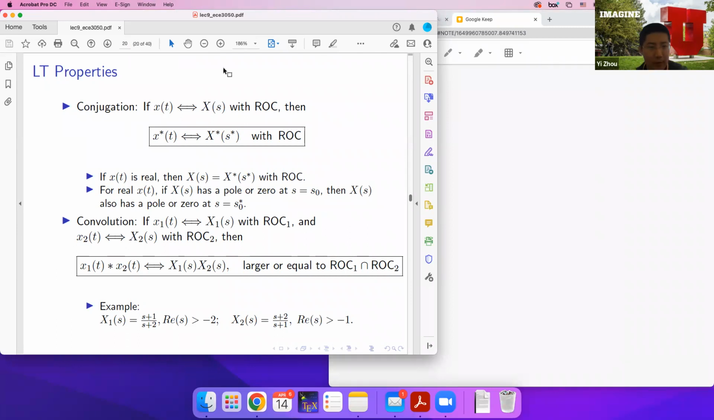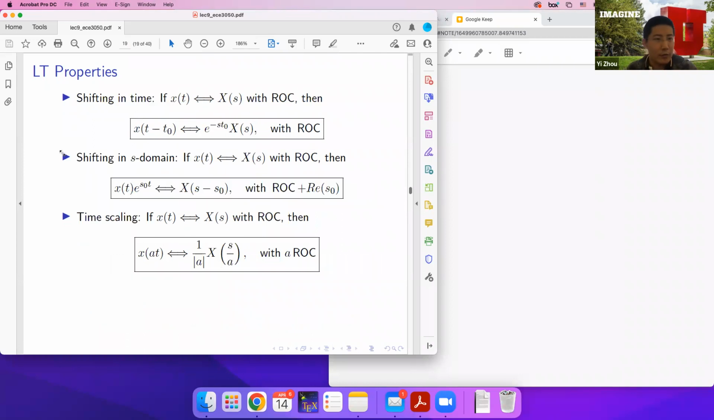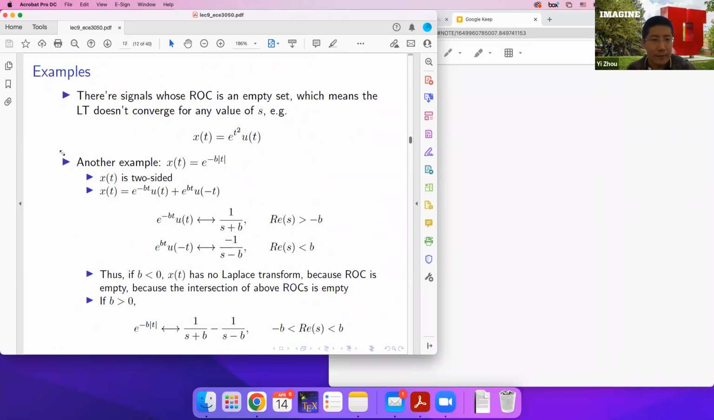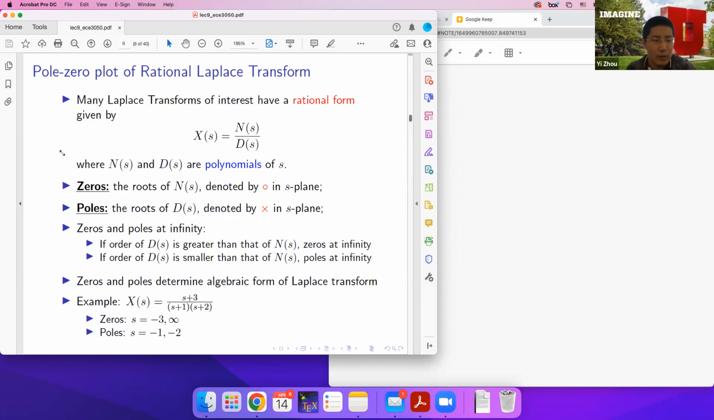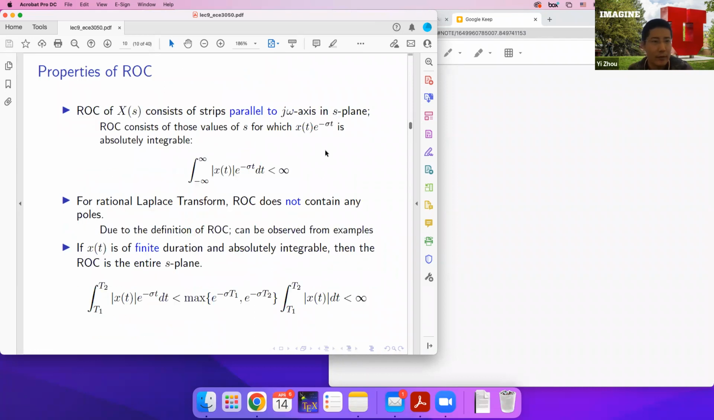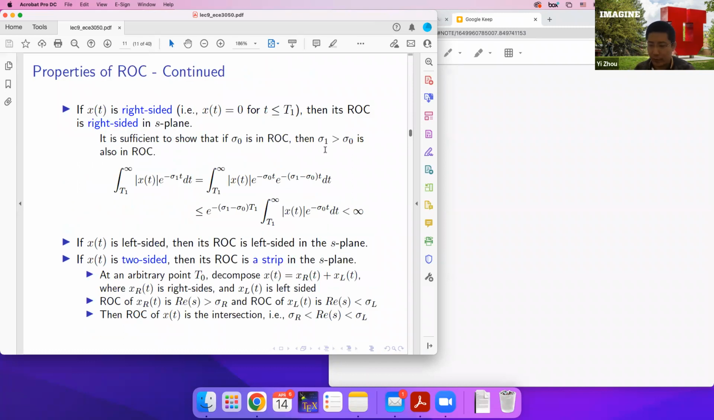All right, let's continue our discussion from last time. We talk about the rational Laplace transform. For this type of Laplace transform, we can define the zeros and the poles. And as we have discussed before, the most important thing for a Laplace transform is the region of convergence.